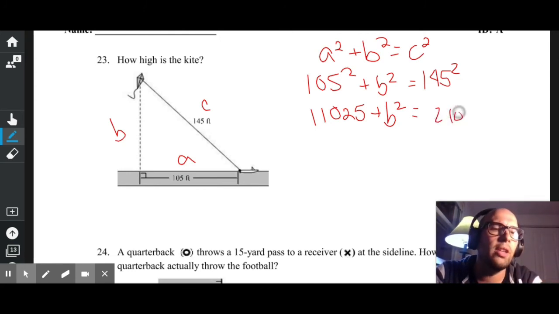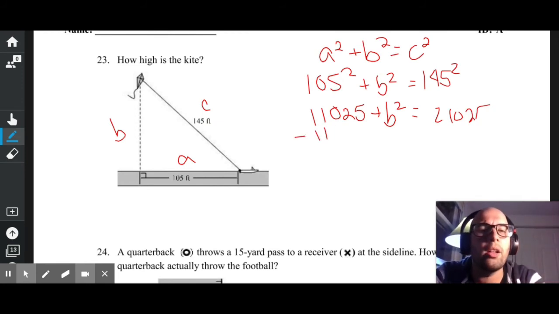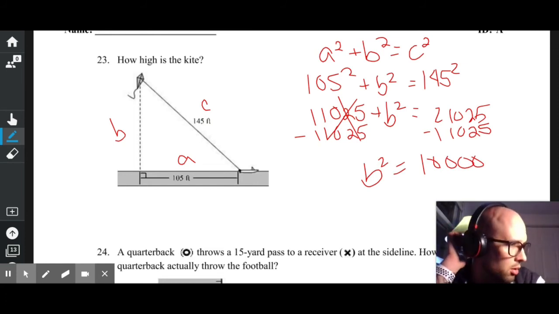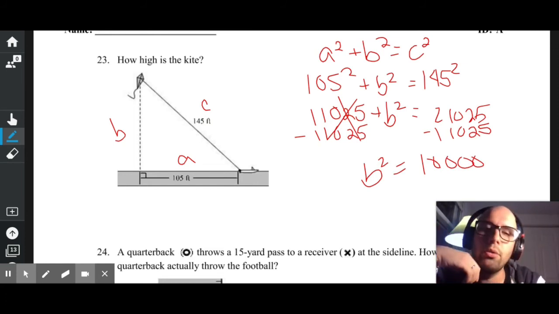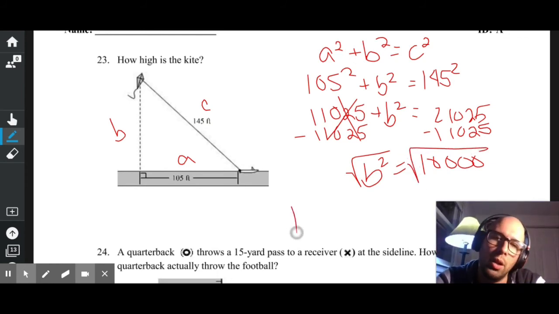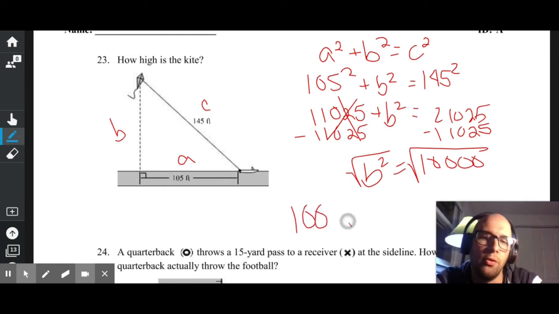21,025. Now, I love these numbers, and you will see why very soon. If I subtract 11,025 from 21,025, look how things line up perfectly. Look at that. B squared equals 10,000. B all by itself? No. What's in the way? Squared. What do? Square root it. What's the square root of 10,000? 100. 100 what? Feet. Done.